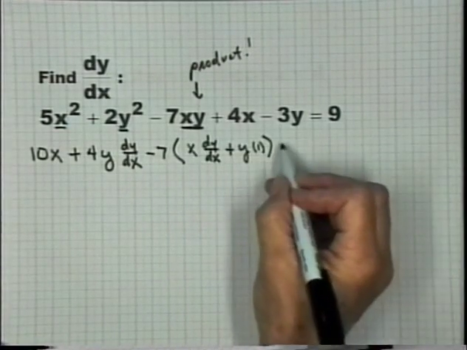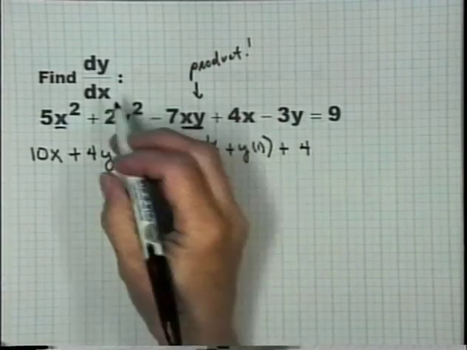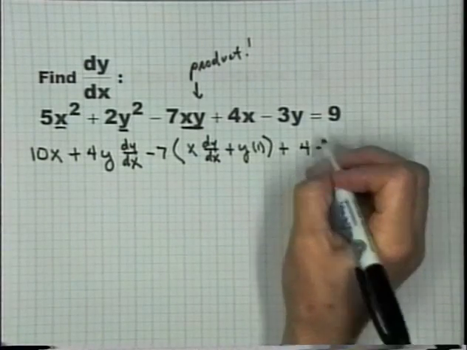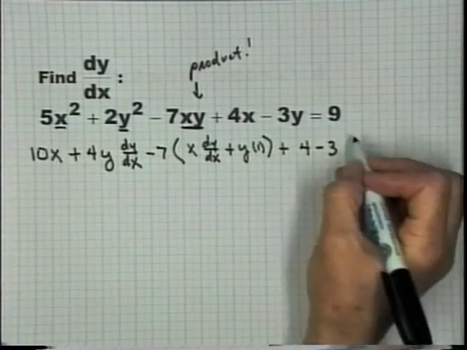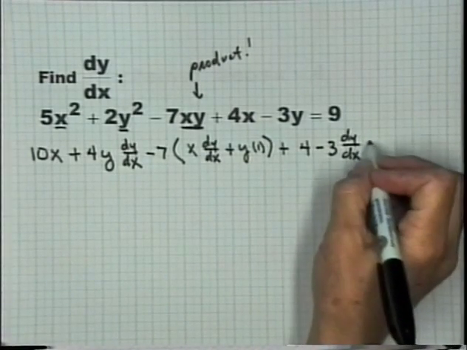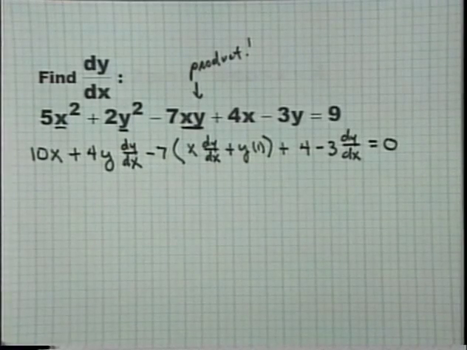Okay, we're going to move to the next term. Plus, bring down the constant 4. The derivative of x with respect to x is a 1, so I'm just going to leave that at 4. Minus, we'll bring down the 3, and the derivative of y is dy/dx, equals, this is a constant, the derivative of a constant is 0.